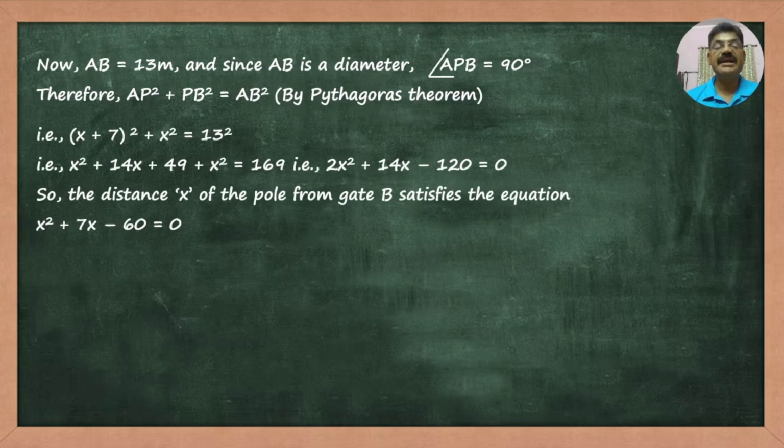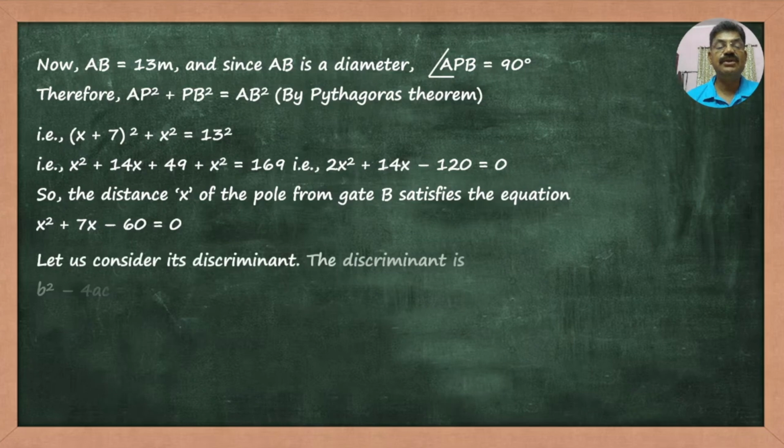That is x² + 14x + 49 + x² = 169. When you simplify, you get x² + 7x − 60 = 0. Let us consider its discriminant. Here a = 1, b = 7, c = −60. Therefore, b² − 4ac = 7² − 4 × 1 × (−60), which is 289, which is greater than 0.